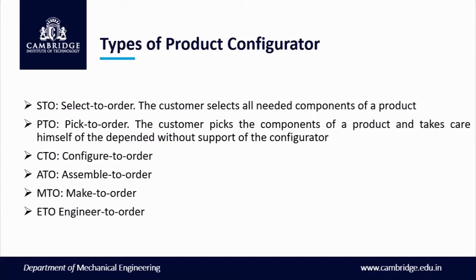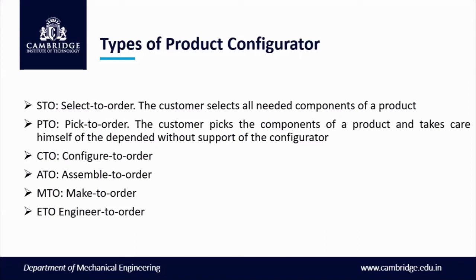MTO, make to order. In terms of make to order, once everything is done, what is the different set of processes and operations to be given? And then ETO, engineer to order. Once every part of the configuration is done, the engineer is the one who sees what all the possibilities are, what every activity and process is, and what the next process is to convert a basic product into a beautiful product.